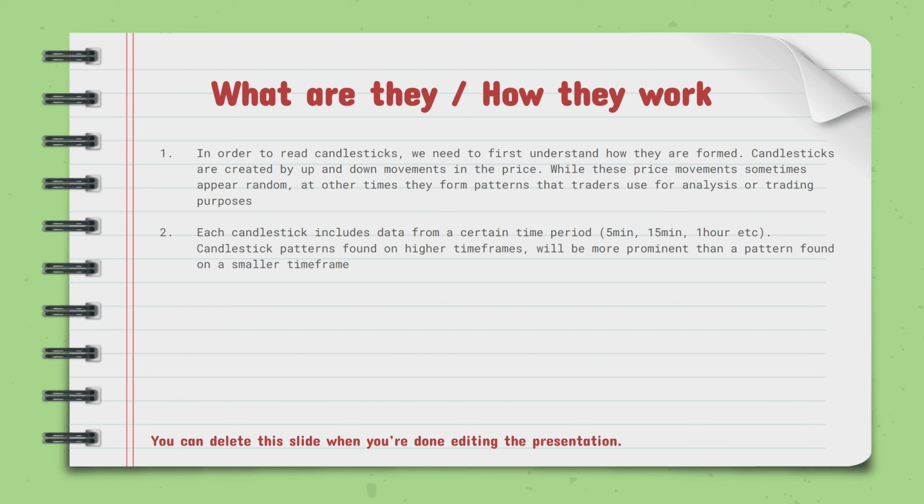Each candlestick includes data from a certain time period. So a 5-minute candlestick will include data from the current minute and then the previous 4 minutes, and so on and so forth. A 15-minute will show you 15-minute data. Your 1 hour will show you 1 hour data.